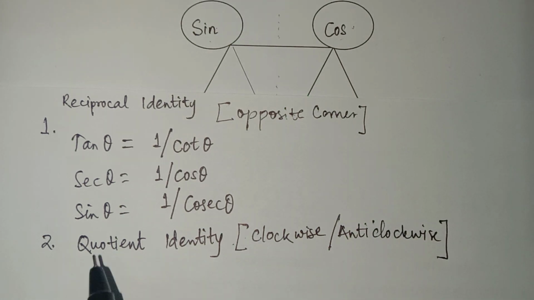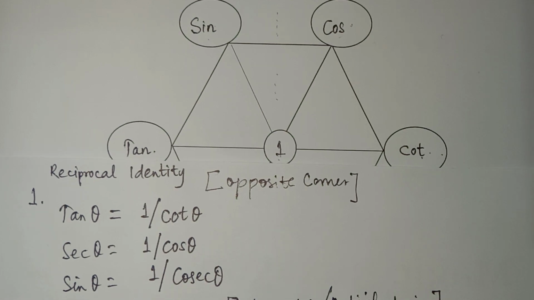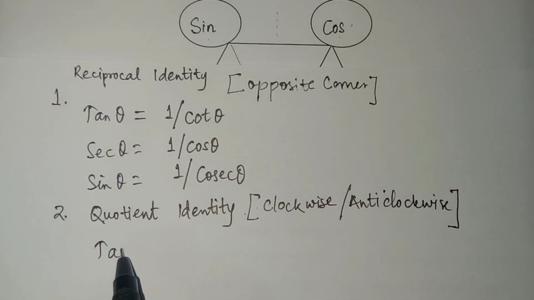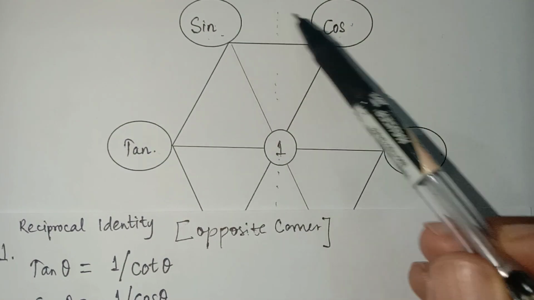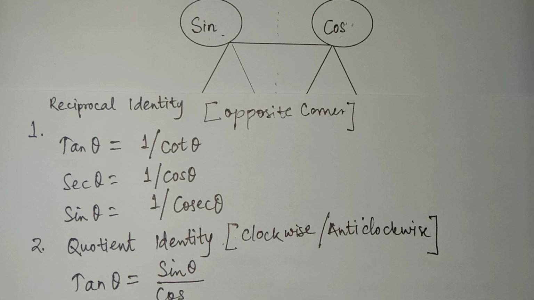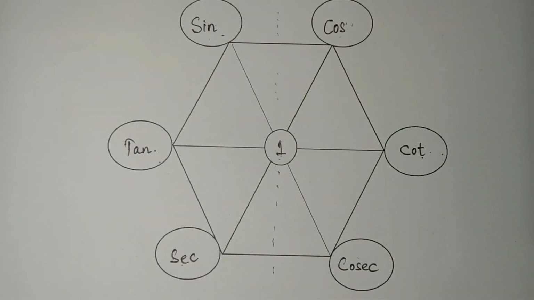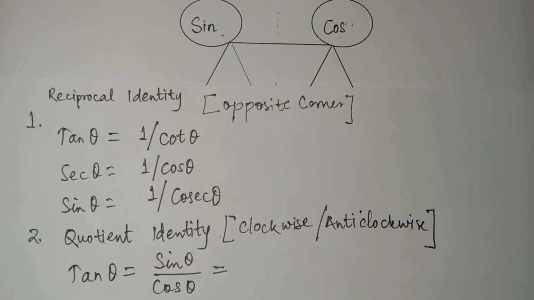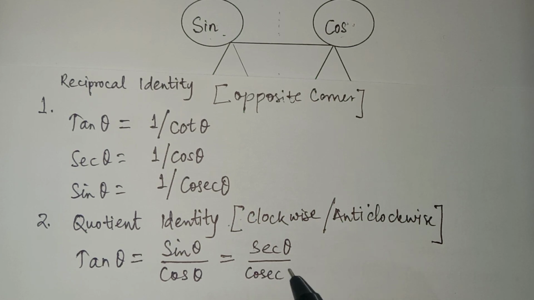Friends, quotient means it is the result of division. So now let's check here. With the first, if I say tan theta, let me write tan theta here. Tan theta equal to, going clockwise I get sin theta upon cos theta. So it will be sin theta upon cos theta, and tan theta is also equal to, going counterclockwise, anti-clockwise, sec theta by cosec theta. It will be sec theta by cosec theta.